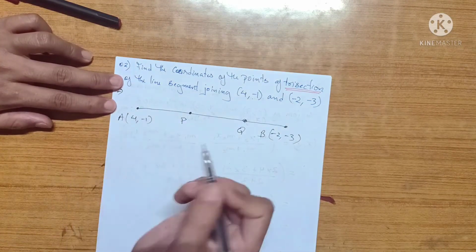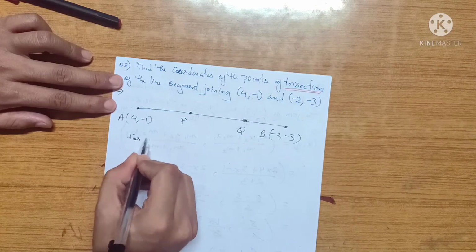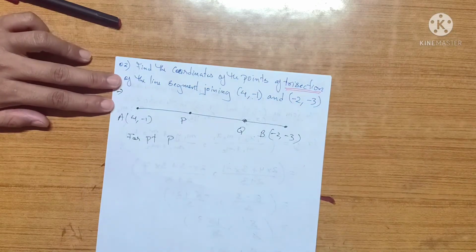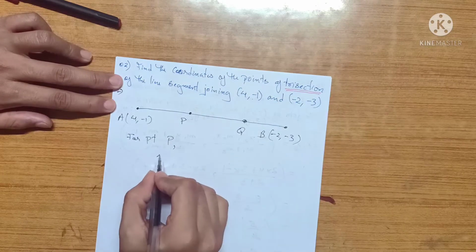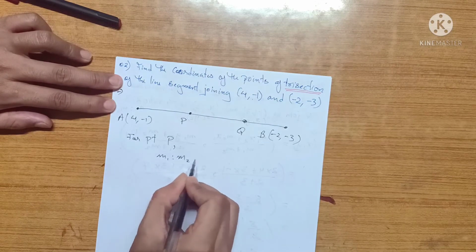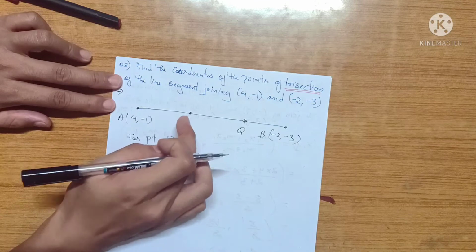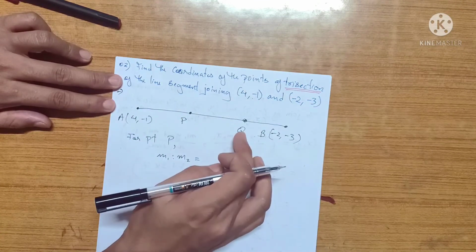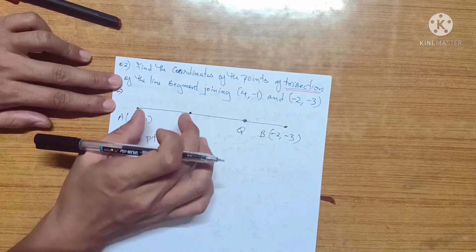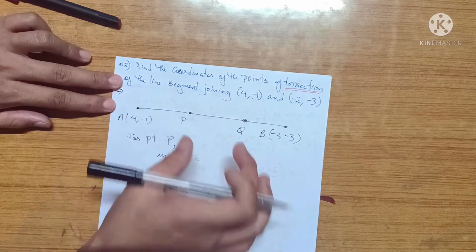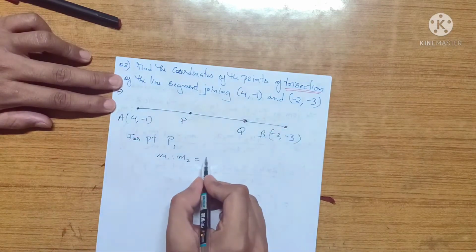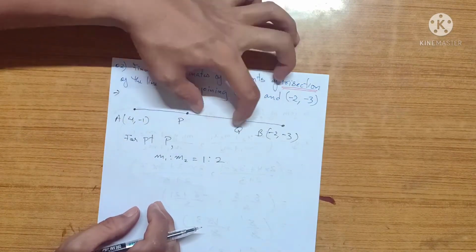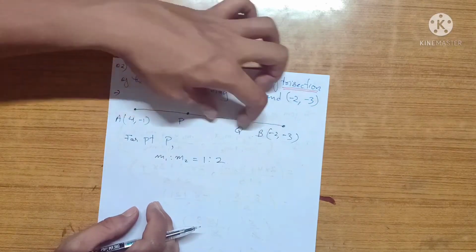Okay, so for point P, the ratio will be what? M1 is to M2 will be equal to, see, we're calculating only for point P right now. Later on, we'll calculate for point Q as well. For point P, the ratio is 1 is to 2. I hope you understand that. P is here, so there's 1 part here and 2 equal parts here. So it's like 1 is to 2.